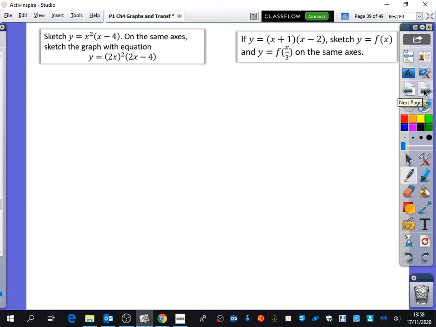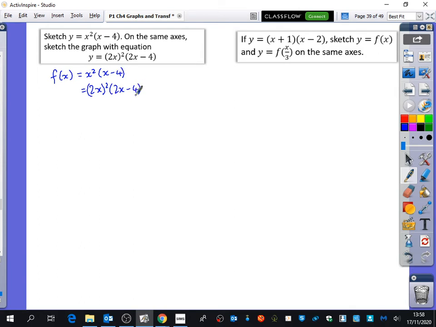So we've got 2 examples here. First of all, it wants us to sketch y equals x squared (x minus 4). Then on the same axes, sketch this other graph. Before we even do that, I want you to think: how are these 2 graphs related to each other? If I call this one f of x, if f of x is x squared (x minus 4), what is this one, 2x squared (2x minus 4)? How has it changed from this to this?